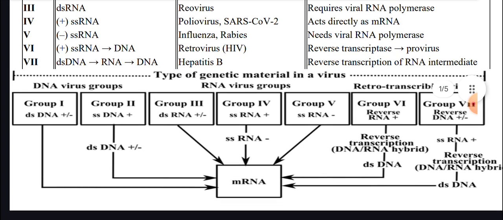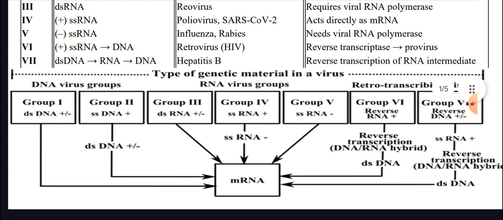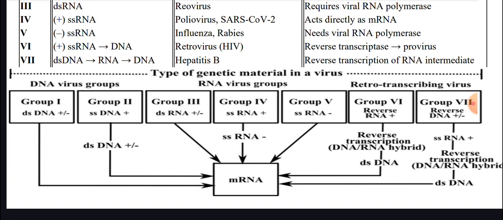It is. And finally, class 7. These are technically dsDNA viruses like hepatitis B, but they have a peculiar replication cycle that involves an RNA intermediate. They make an RNA copy of their DNA genome and then use reverse transcriptase to convert that RNA back into DNA to make new viral genomes. It's a sort of DNA loop.